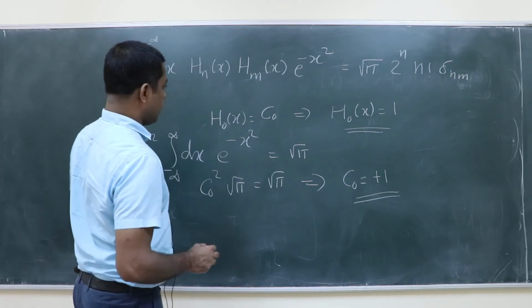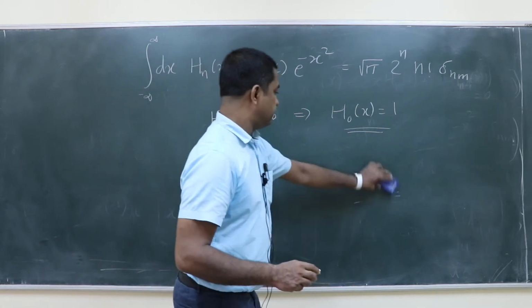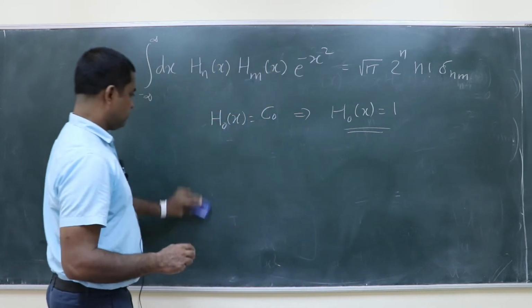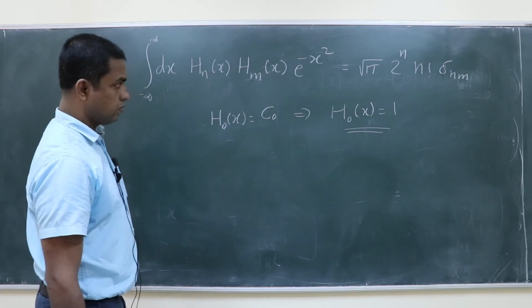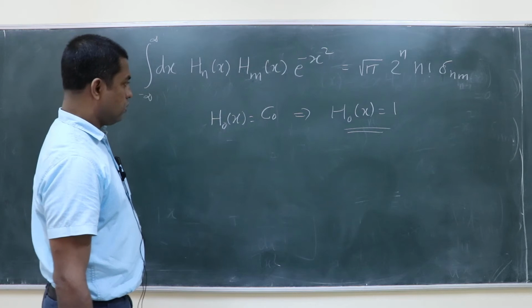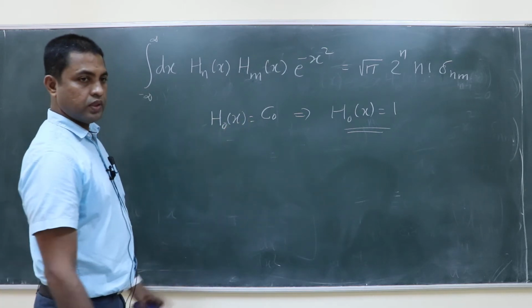So now let us look at the second one. Sir, in this question we have assumed that H0 of x is a constant. Yeah, then we have solved. Okay, sir. Thank you. Because it's a zeroth order polynomial, no? So I should give c0, right?